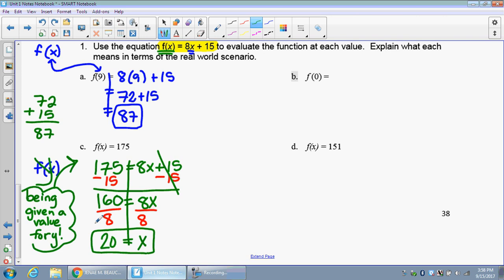So A and C are very different. That's actually why I put them in different colors. In A, I was given a value for x to plug in, and I found my y value. F of 9, or y equals here, you found y. C is the opposite. Here I was given a value for y, and I solved for x.